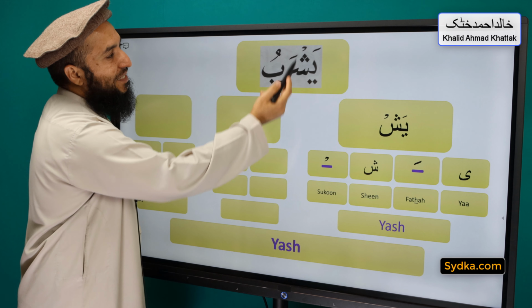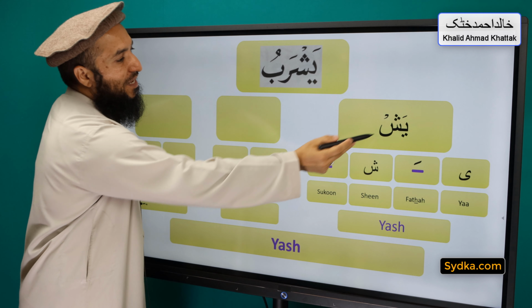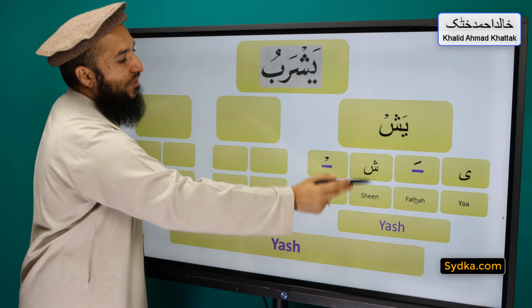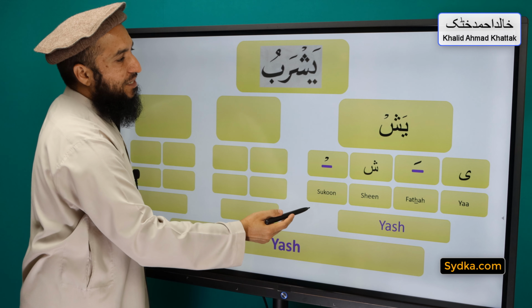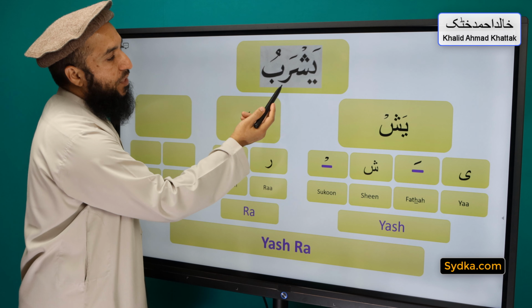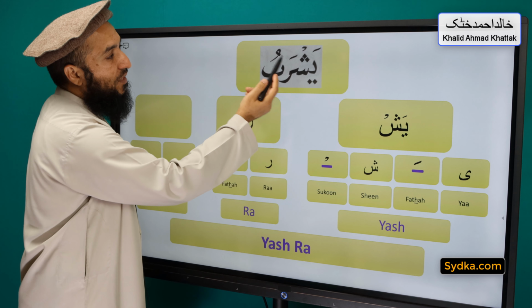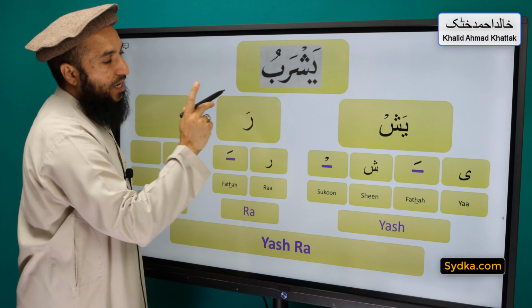Ya fatha sheen sukoon yash. The second syllable we have is ra fatha ra. Ra is heavy in this case, it has fatha on top of it, and it is prolonged for 1 count.